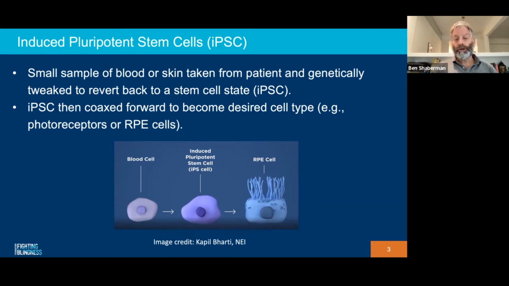And the diagram below, we're showing how a blood cell can be manipulated to revert back to a stem cell-like state, genetically tweaked to be turned into a stem cell, and then coaxed forward to become the desired cell type. In this particular diagram, we're showing that the stem cell is being made into an RPE cell. And this is a diagram that was created by Kapil Bharti at the National Eye Institute, who is doing some really great work using induced pluripotent stem cells to address AMD and potentially other inherited degenerative retinal diseases.